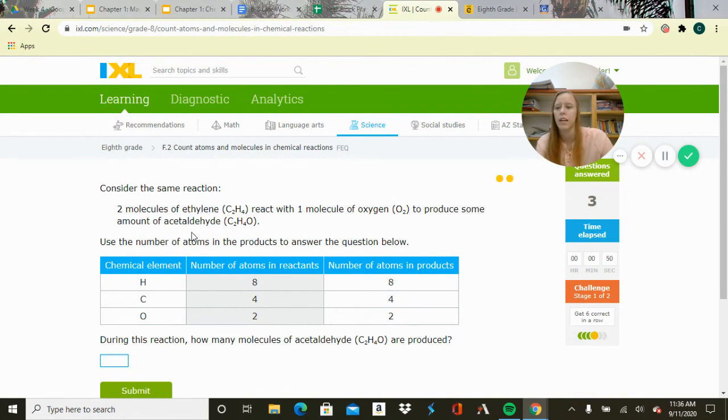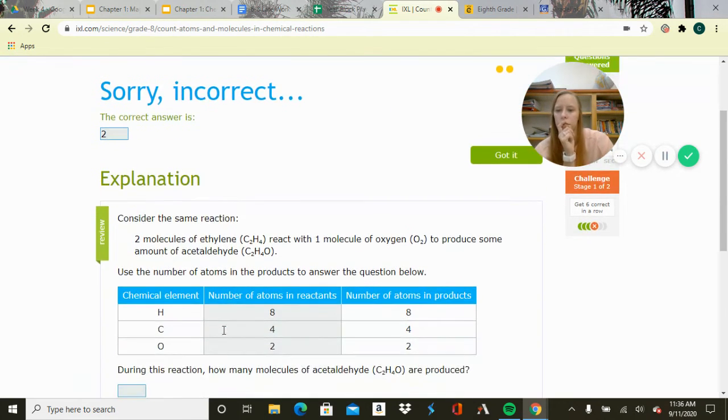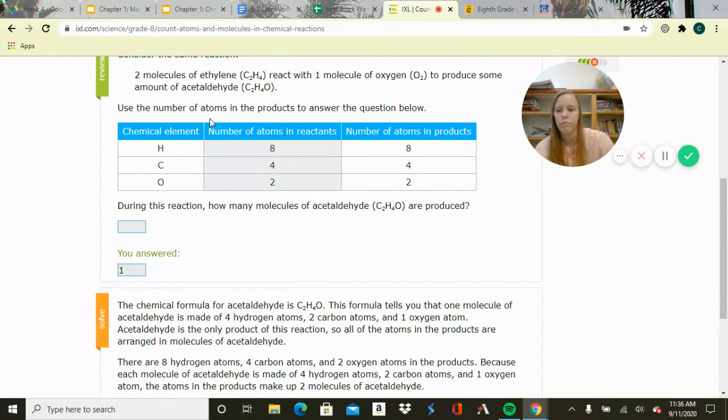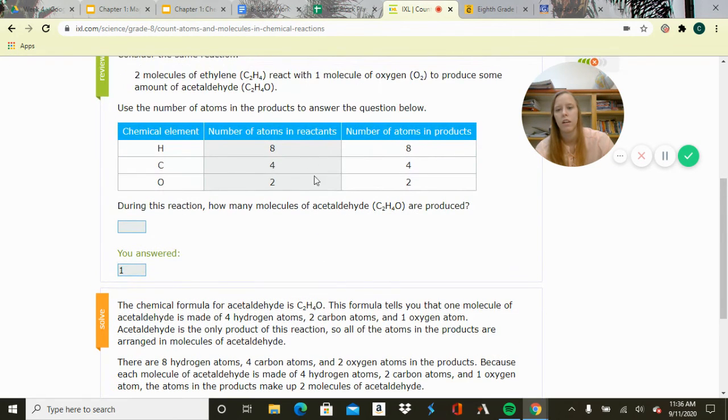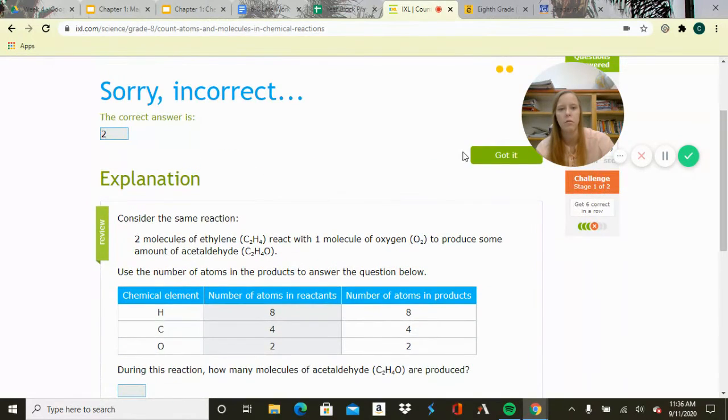Okay, so I believe this is also just going to be 1 because all of our numbers are staying the same. No, it's 2. Because it tells you 1 molecule of acetaldehyde is made of 4 hydrogen atoms, 2 carbon atoms, and 1 oxygen atom. And it's the only product. All the atoms in the products are arranged in molecules of acetaldehyde. Oh, and here we know that there are 8 atoms. Okay, so that's my bad. So basically meaning 2.